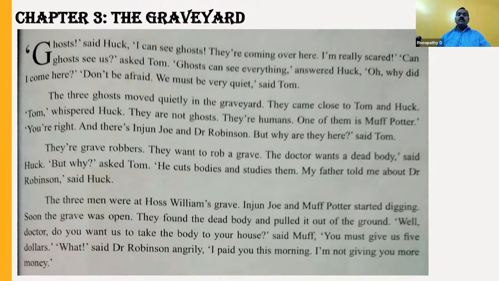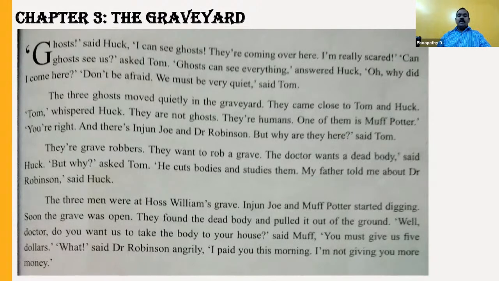Actually, the young Dr. Robinson was always in demand of dead bodies to continue his research and find something in his profession. They are the grave robbers. Often they come to the graveyard and rob the dead bodies. It was for the sake of the doctor. So in this task, Muff and Injun Joe helped him by taking money. The three men were at the grave of Hoss Williams, who died just 2 or 3 days ago.